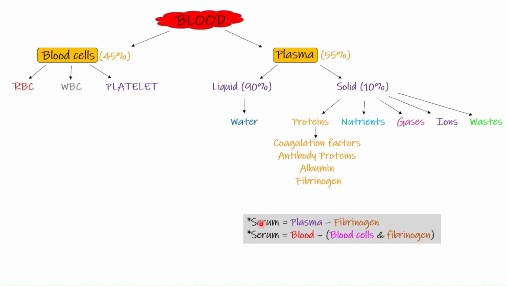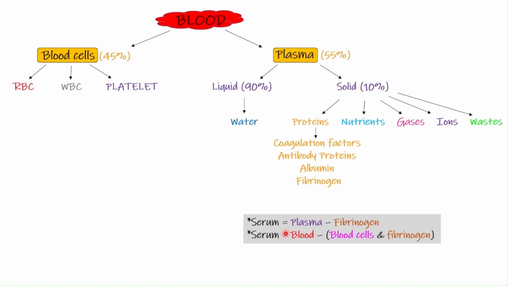So if we redefine serum, serum is basically blood other than blood cells and fibrinogen. If we remove blood cells and fibrinogen from the blood, what is left behind is known as serum. Or if we remove fibrinogen from plasma, what is left behind is serum. So what is its significance?